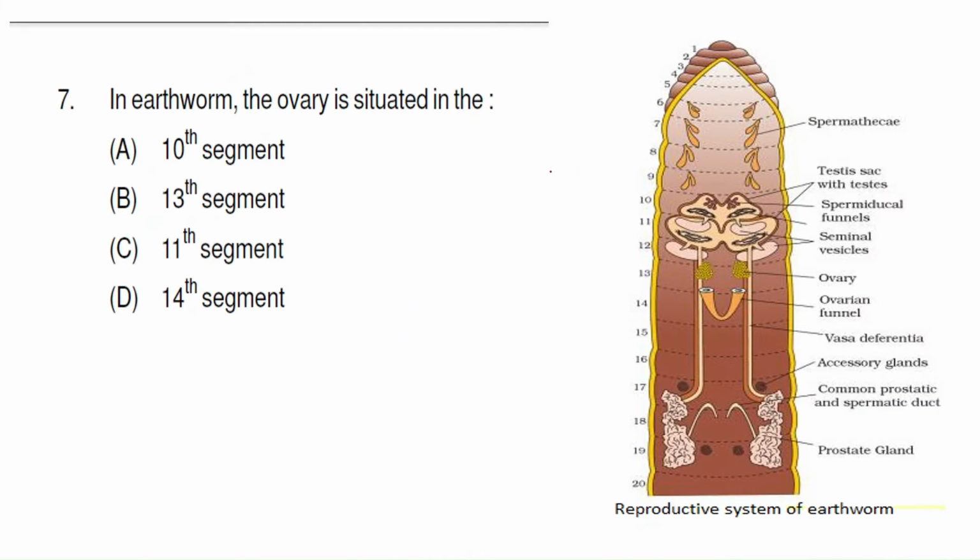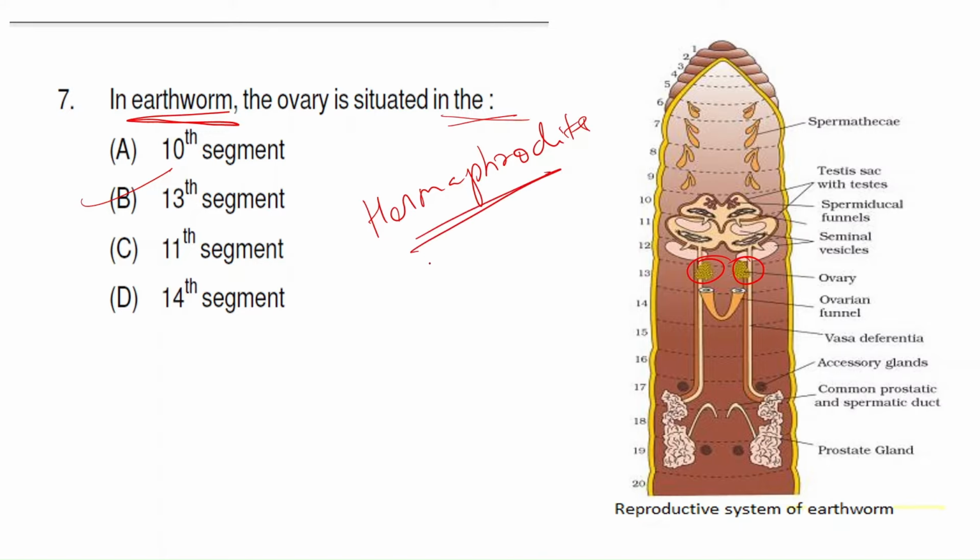Next, in earthworm, the ovary is situated in which segment? The answer will be the 13th segment. Here in the picture we can see the ovary is present in the 13th segment. Remember students, earthworm is a hermaphrodite. Hermaphrodite means a single individual has both genders, that is, it can have the male gender as well as the female gender. As you can see, this is a single earthworm and it has testis here in the 10th segment. Also, there is an ovary in the 13th segment.